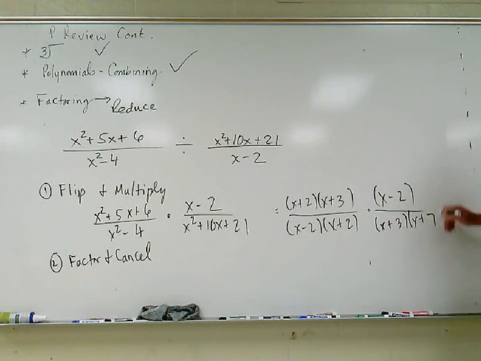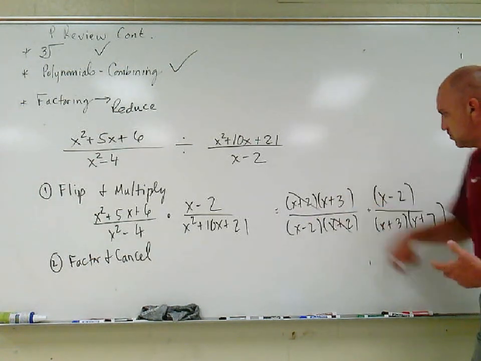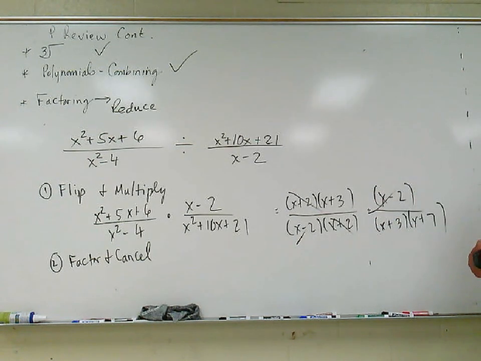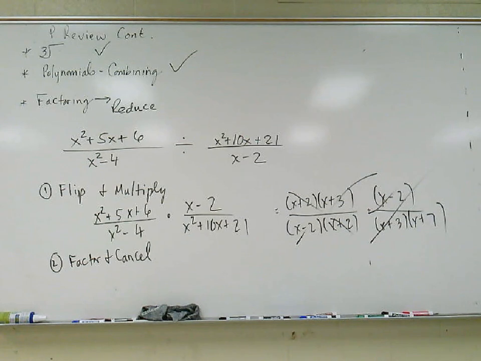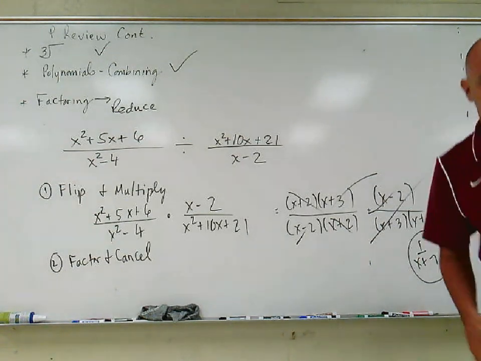All right. Now this is my favorite part. This is where I just Zorro this thing. Right? What can cancel? X plus 2. X plus 3. That's it. 1 over x plus 7. Don't forget there's a 1 on top. Bam. That's the pre-cal, that's the algebra review.